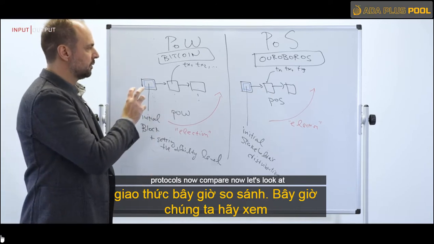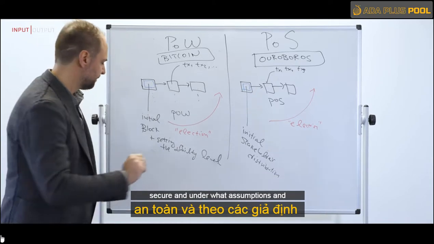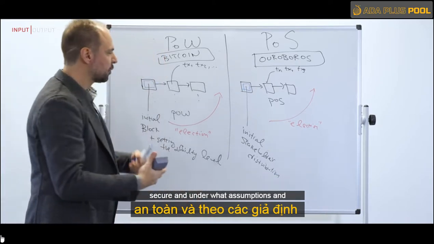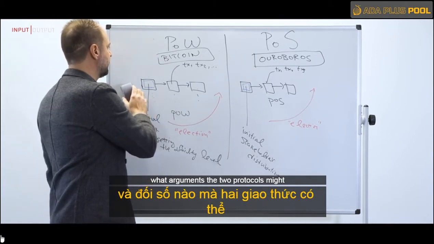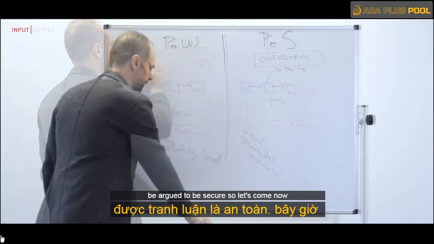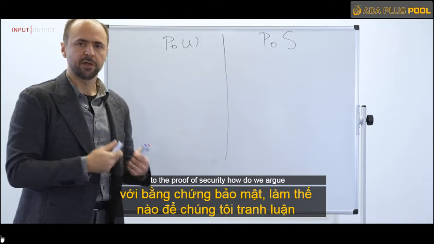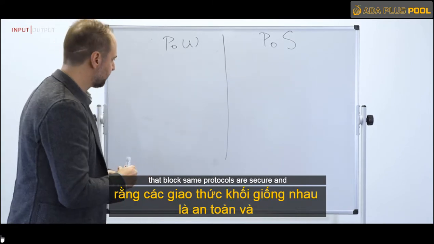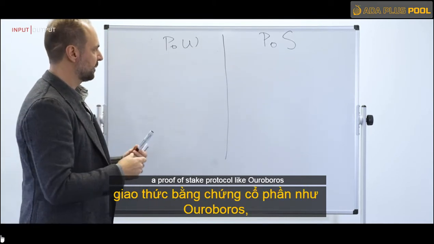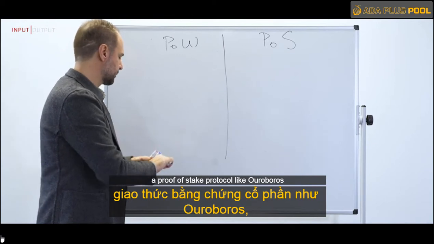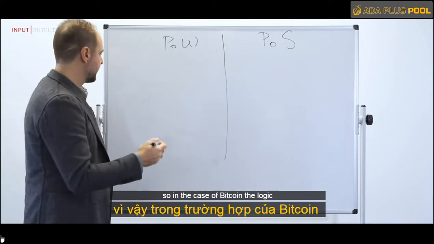Now, let's look at how we prove that these protocols are secure, and under what assumptions and what arguments the two protocols might be argued to be secure. So let's come now to the proof of security. How do we argue that blockchain protocols are secure? And again, I'm going to make a contrast between a proof of work protocol like Bitcoin and a proof of stake protocol like Ouroboros.